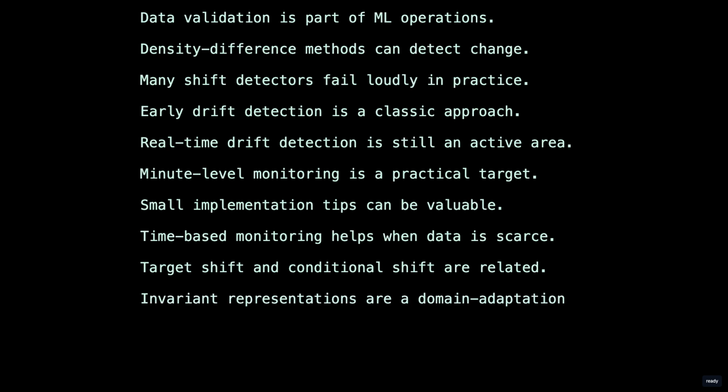That line points to a common strategy. Learn features that stay stable across domains. Stability in representation can make transfer more reliable when the raw data changes.